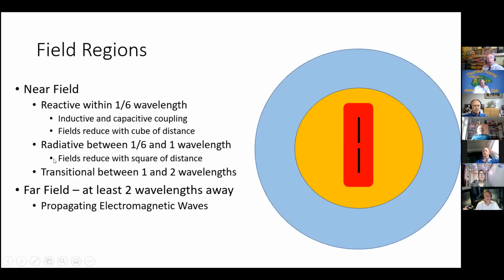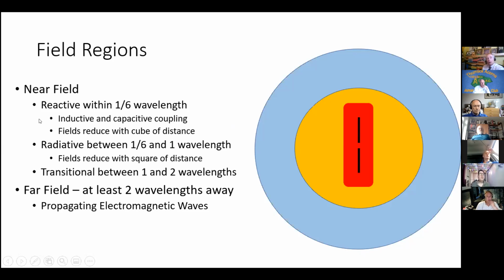In the radiative near field between 1/6 and 1 wavelength, the field's reduced with the square of the distance. So electric and magnetic fields reduce double the distance, quarter the field, or in terms of power density, double the distance, 1/8 of the field. And there is a transitional near field between 1 and 2 wavelengths where it becomes more and more like propagating electromagnetic waves in the far field.